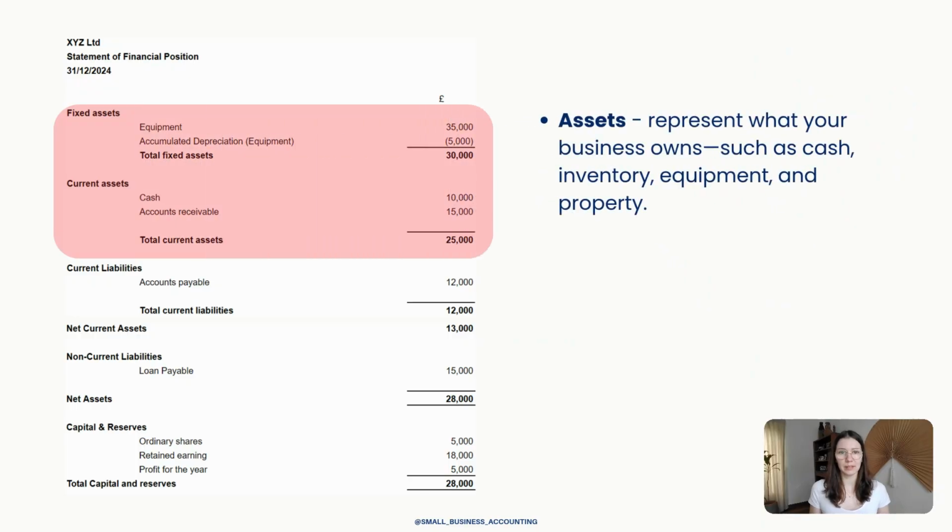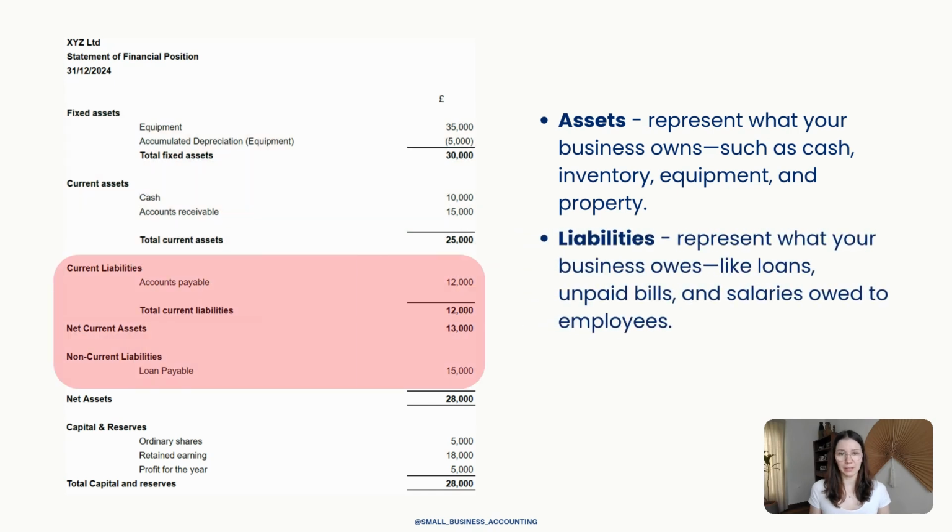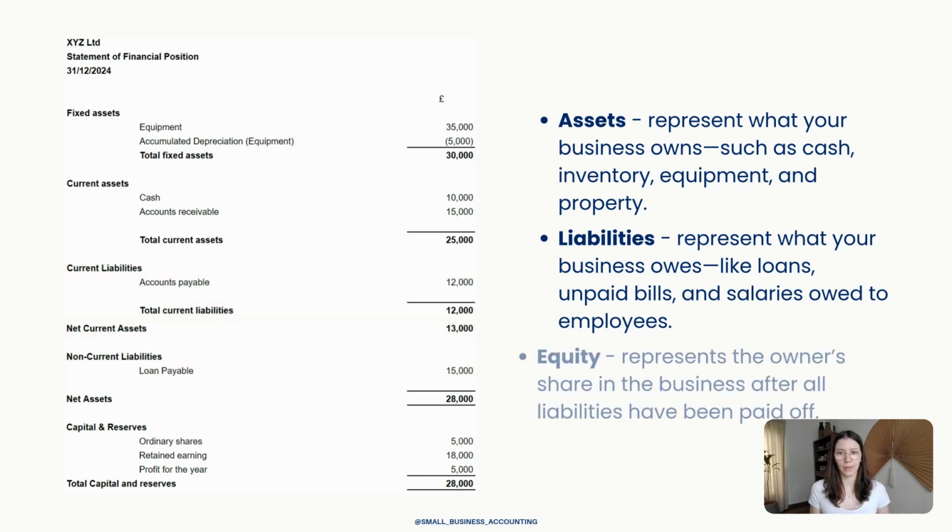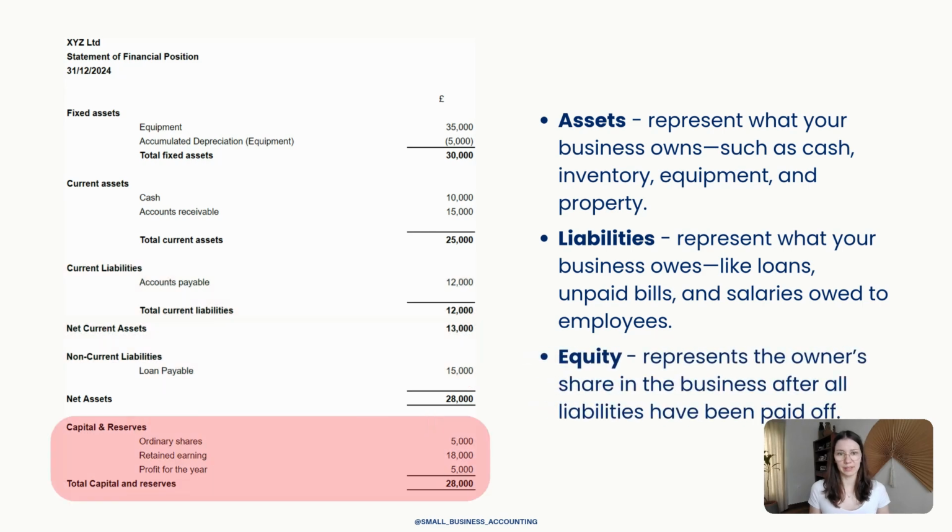Assets represent what your business owns, such as cash, inventory, equipment, and property. Liabilities represent what your business owes, like loans, unpaid bills, and salaries owed to employees. Equity represents the owner's share in the business after all liabilities have been paid off.